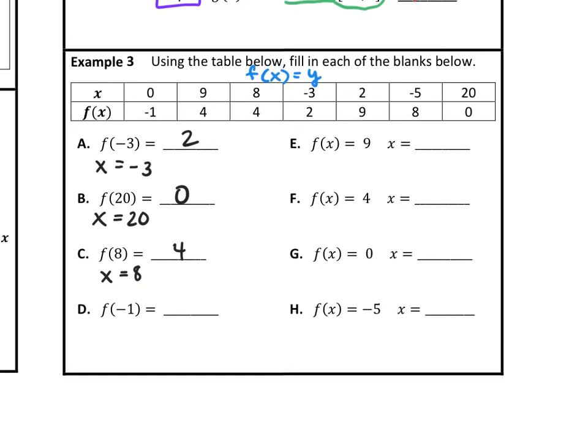And the last one, x equals -1. So I'm scanning my x values. Do you see a -1? I can't find it. Nope, there's no -1. So if something is not there, if I can't find it, it's not defined. So I'm going to put undefined.